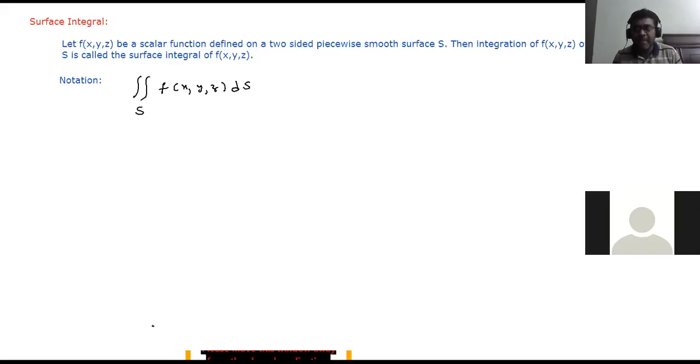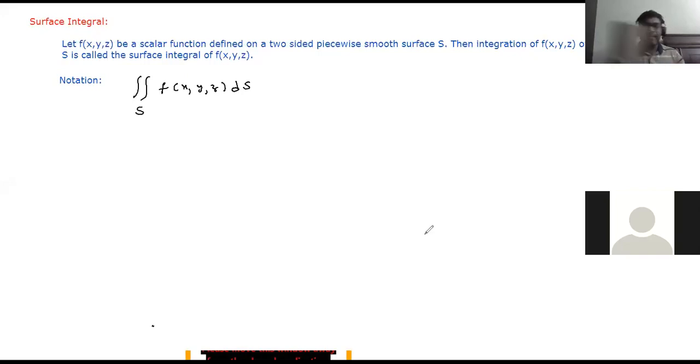Our surface can be an open surface or a closed surface. For example, if you take a cylinder, and the bottom and the top are also closed, then it is an example of a closed surface. Or it can be an open surface like this, if I open the top, so it's an example of an open surface.